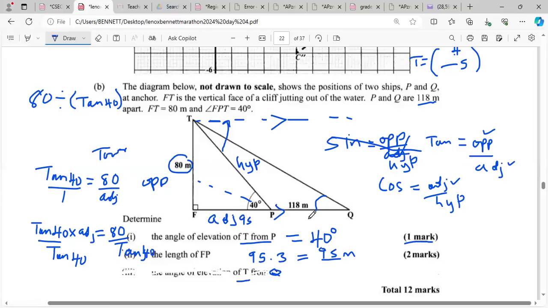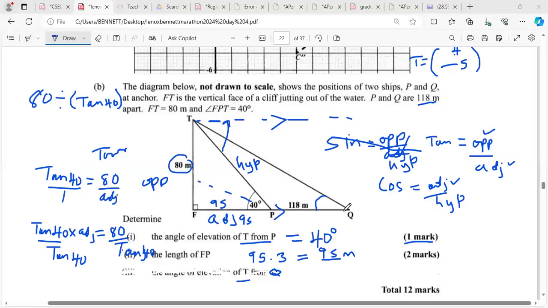If we know this side, we can use, because we already know this to be 95 and we know this to be 80, the same trig ratio to get the angle, because that's what they really want. Guys, remember, they want the angle. So I could try to figure out this length.